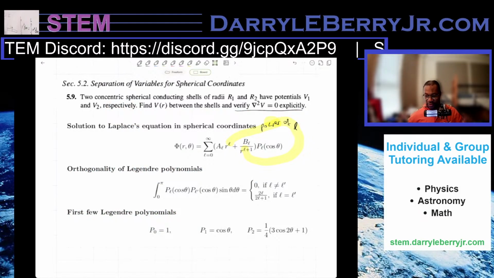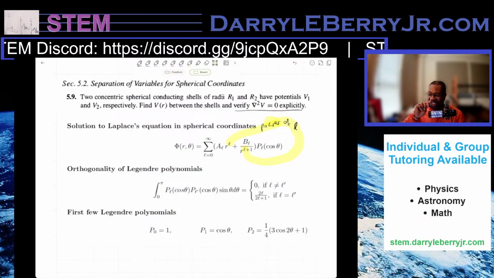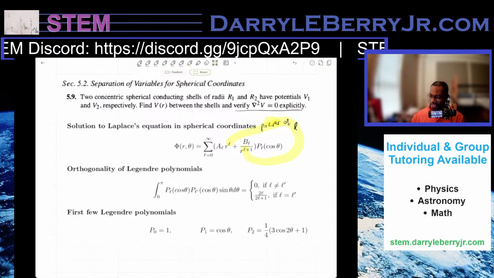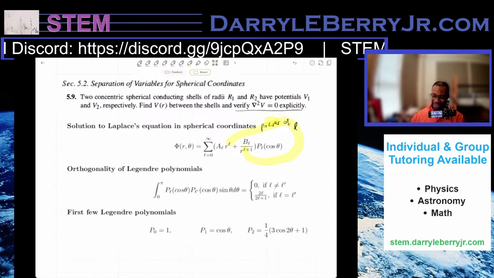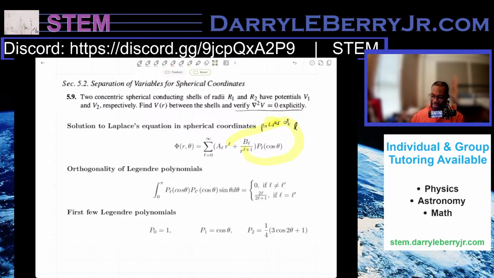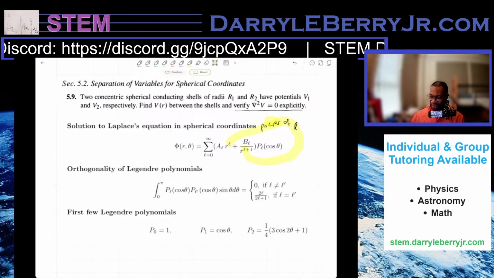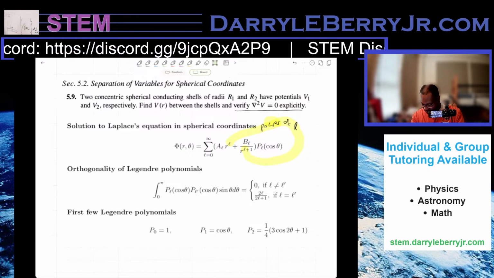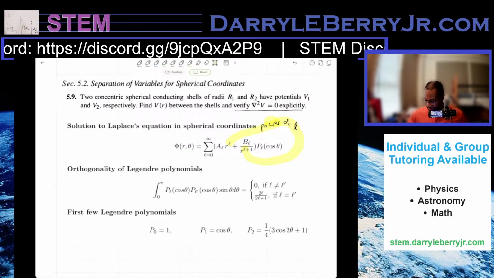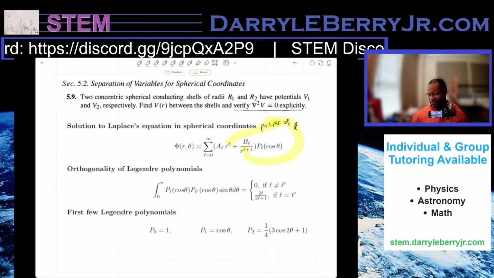Continuing with some more electrodynamics. What I'll do is move on to chapter 5. Next ones are chapter 5 assignments. What we'll do is move into a more complicated thing, which is Laplace's equations.